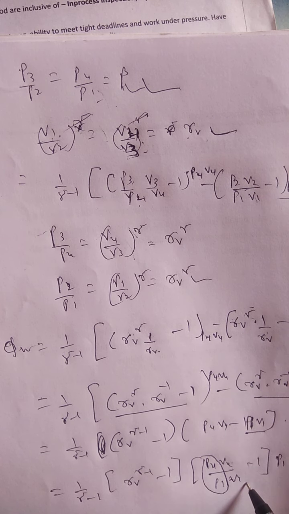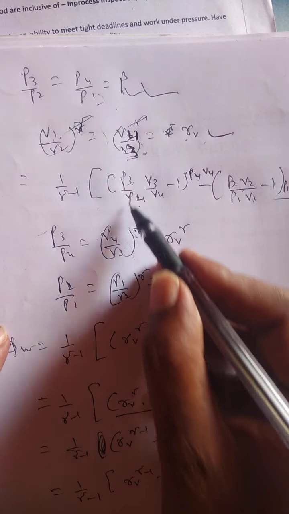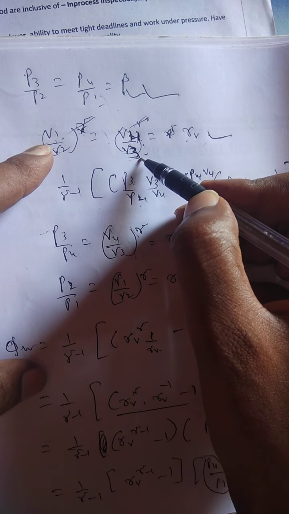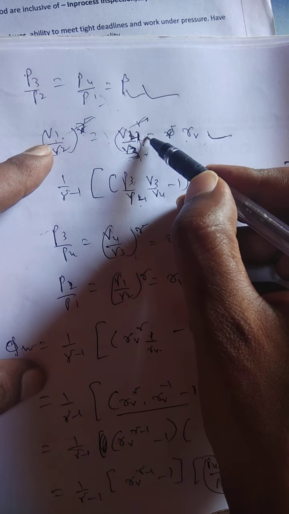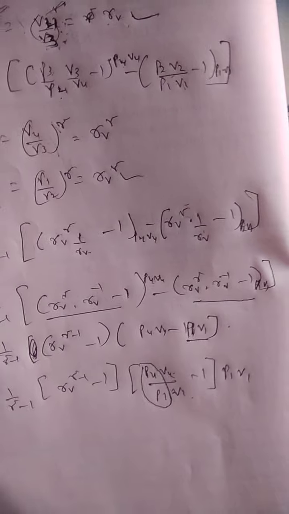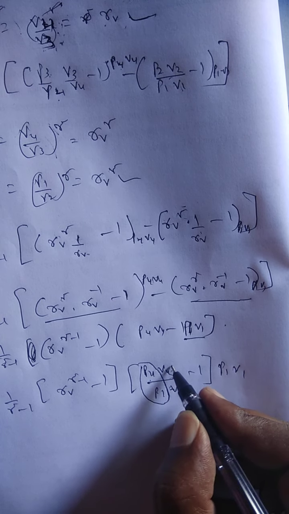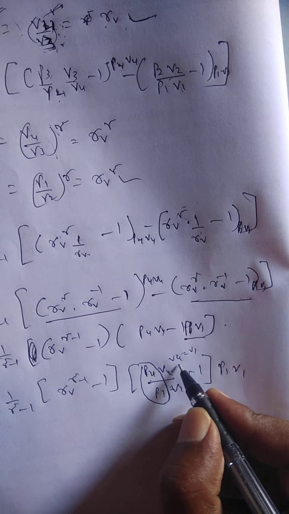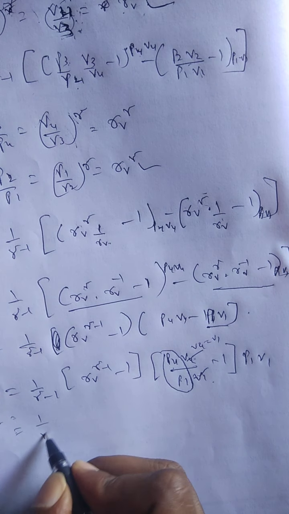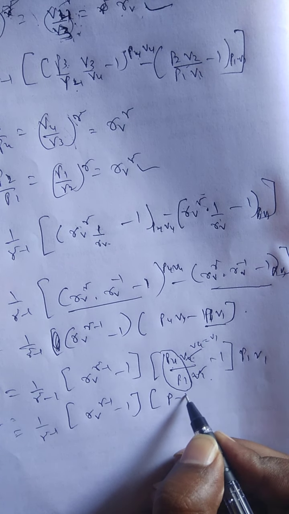And what is V4 by V1? From the graph, V4 equals V1. So we can remove these two terms, right? So we can write here 1 by gamma minus 1 into RV to the power gamma minus 1, minus 1. This is nothing but beta minus 1.